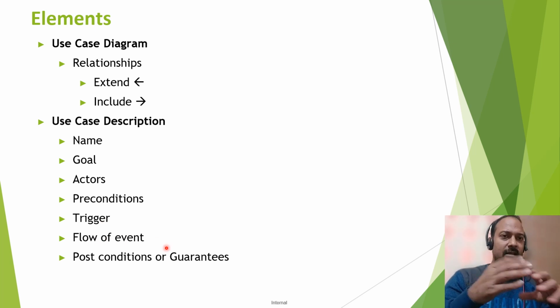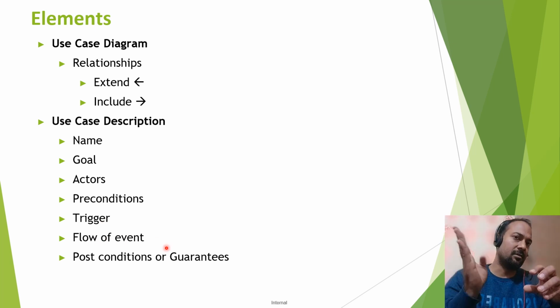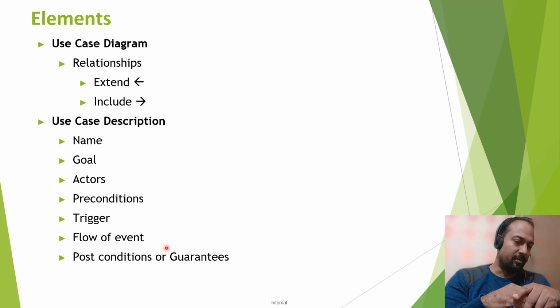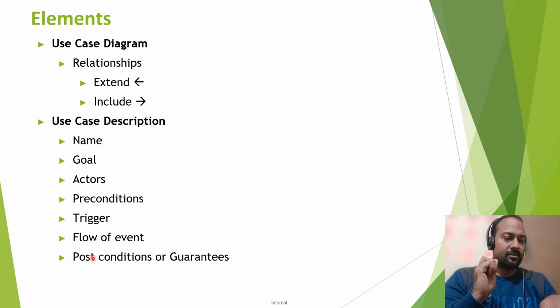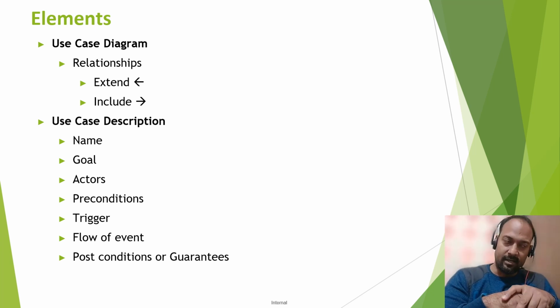Flow of events: how the information is being progressed in the use case. Then post conditions, or the guarantees. When we say post conditions or guarantees, we are saying that if this use case happens, then definitely this thing will happen. That's a guarantee, so it's also known as the guarantee.